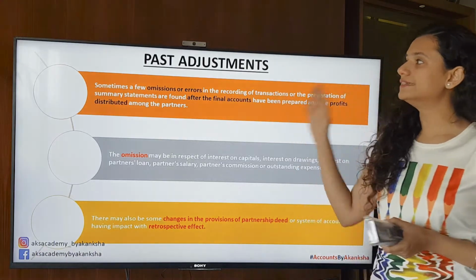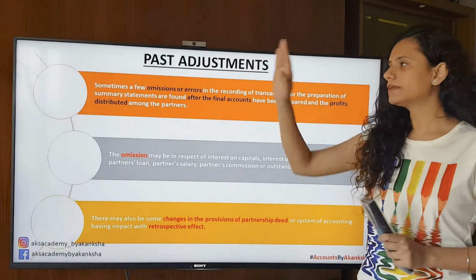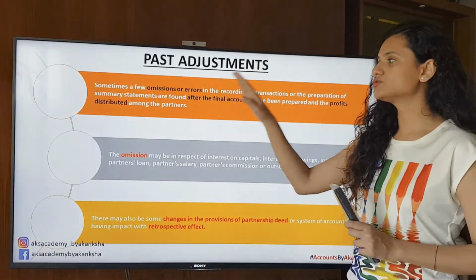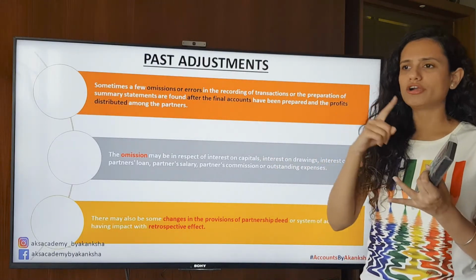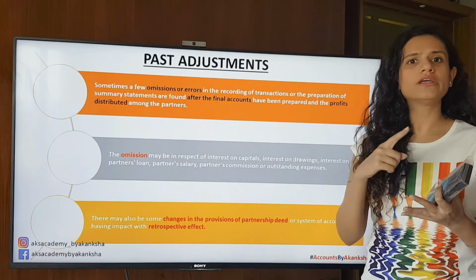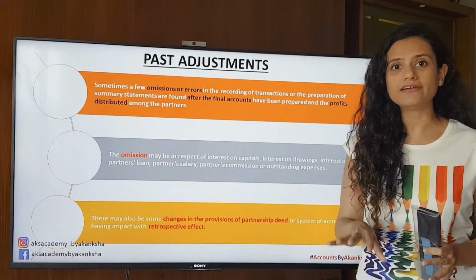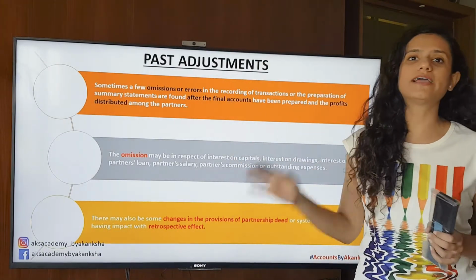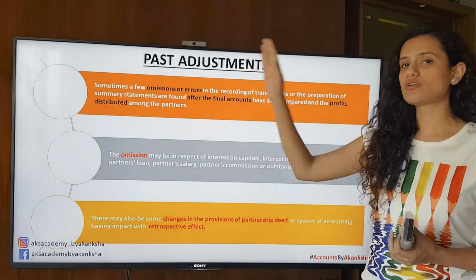Now, what do you understand by past adjustments? Past adjustments are nothing but the omissions or errors. If you can see, I've highlighted here omissions or errors which have taken place in either recording the transactions, or making the profit and loss account, or anything related to preparation of your financial statements, and you identify these errors or omissions after the financial accounts have been made. So these are some of the omissions or errors.